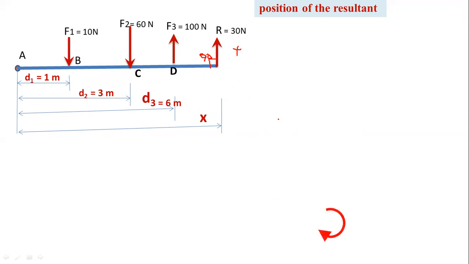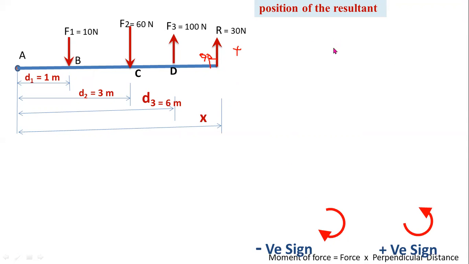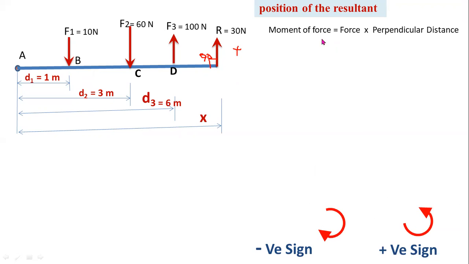Already we know that for clockwise direction you have to consider negative sign. For anti-clockwise direction you have to consider positive sign. These are the important sign conventions for determining the position of the resultant. Already we know the formula about moment of force. Moment of force equal to force into perpendicular distance.